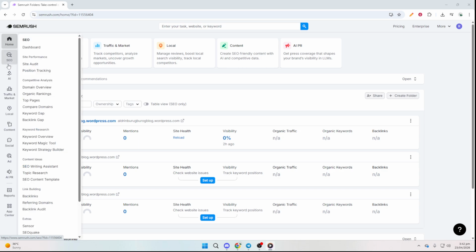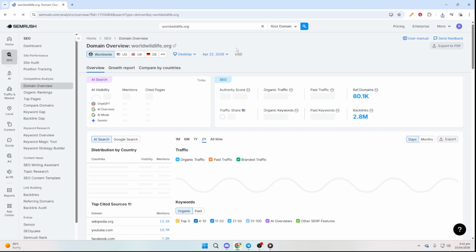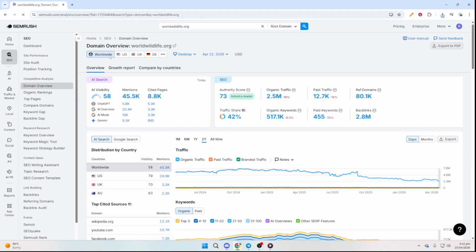Then, choose Domain Overview. This is your starting dashboard for a high-level snapshot. In the search bar, type your competitor's domain, just the root domain, and hit Search. Semrush will compile a rich overview so you can quickly see where they're strong and where gaps may exist.